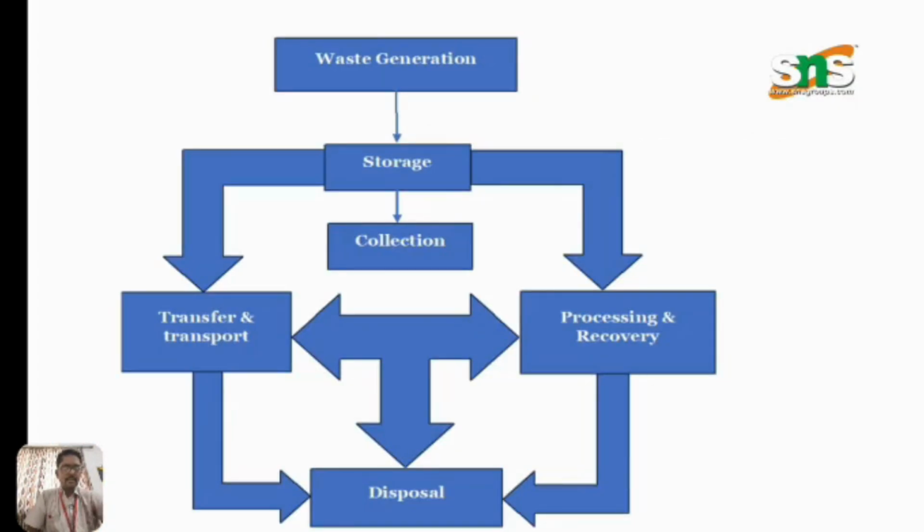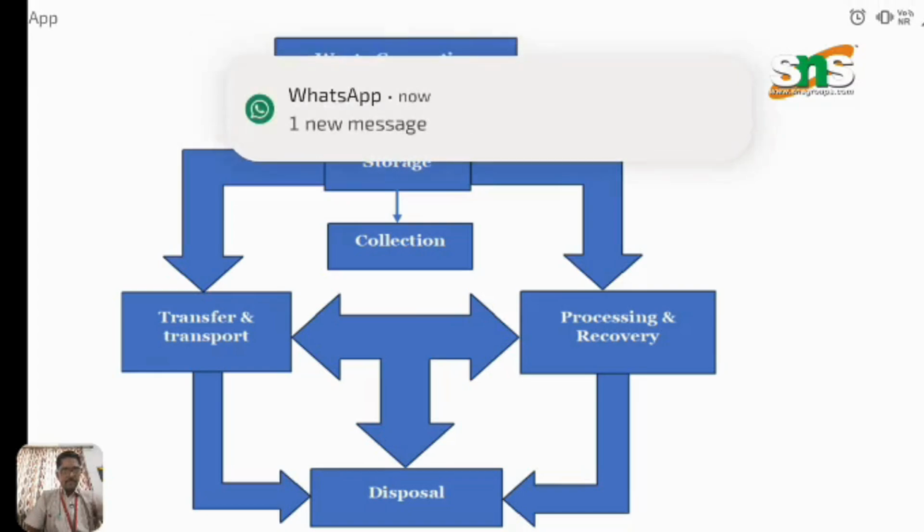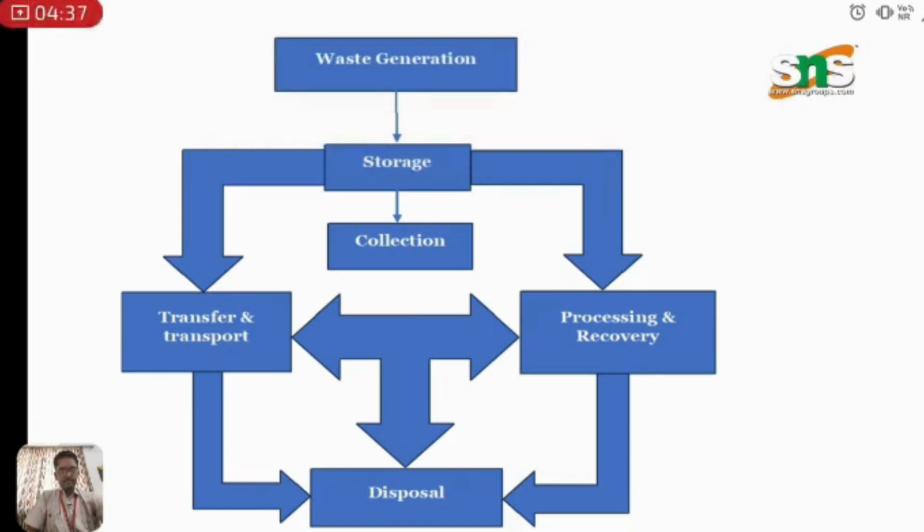The process of waste generation and collection: waste generation, storage and collection, then transfer and transport, processing and recovery, and finally disposal. Disposal has various methods based on the place and the waste source. The disposal can be finalized to avoid the effect on human beings.